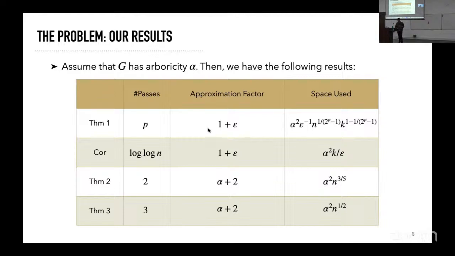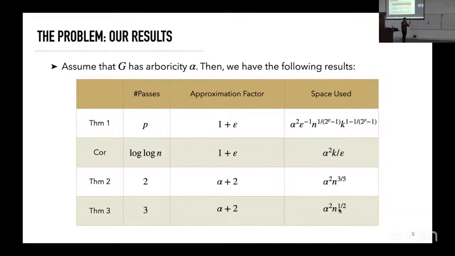And in fact, combining elements of all of these proofs, this is our main theorem: in 3 passes, we get a constant approximation in size root n, which is the theoretical lower bound in a single pass. So what we essentially show is that at the cost of 2 extra passes, you reach that lower bound as well; you match the lower bound and the upper bound.